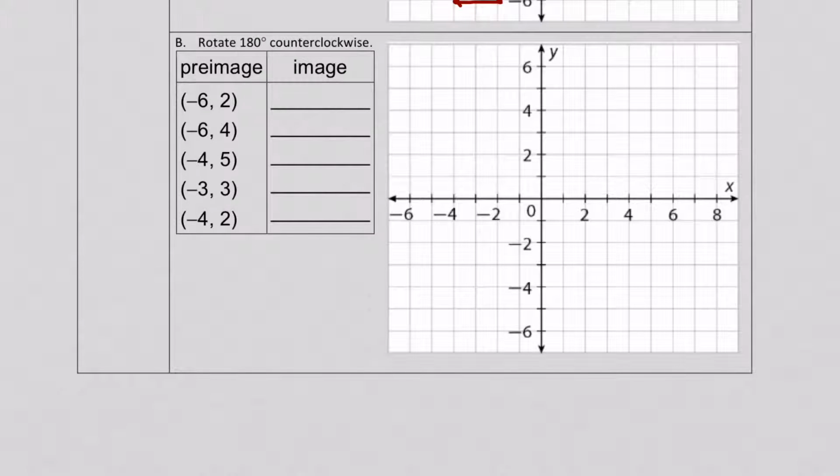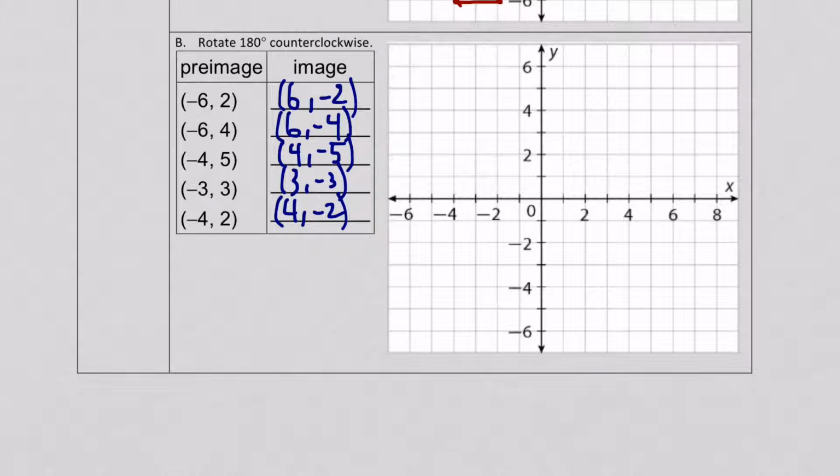So -6, 2 will become 6, -2. And notice that I don't have to flip them. They stay in the same spot. -6, 4 becomes 6, -4. -4, 5 becomes 4, -5. Negative 3, 3 becomes 3, negative 3. Changing the signs of them. I didn't flip them there. It looks like I did, but I actually did change the sign of this one to positive 3, change the sign of this one to negative 3. Last one, negative 4 becomes 4, 2 becomes negative 2.